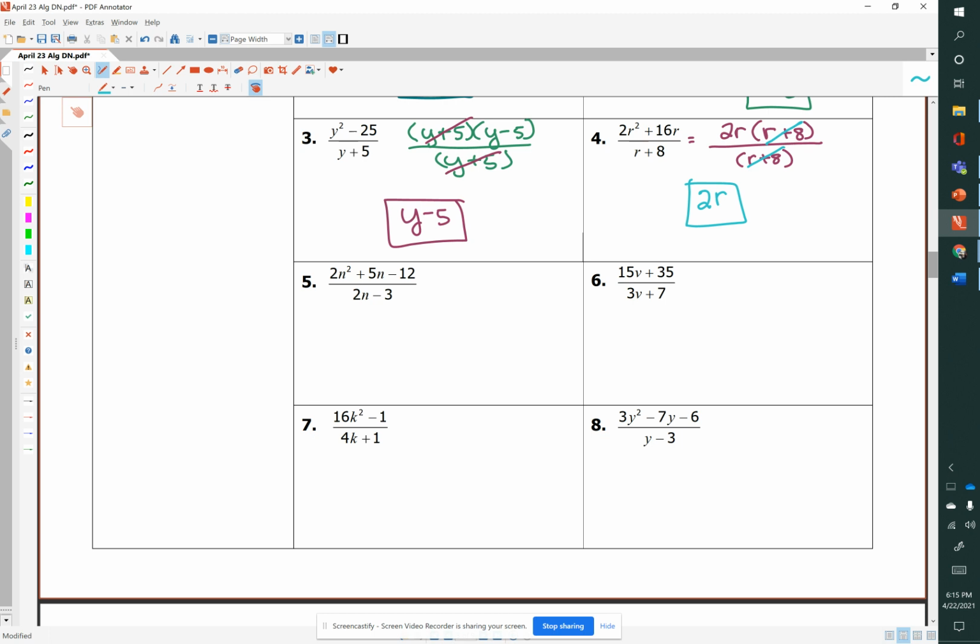For number 5, this is one of those slip and slides. 2n squared plus 5n minus 12. So we have n squared plus 5n minus 24. We need numbers that multiply. You know what? I don't even want to do it that way. We can factor this one. No, it's a slip and slide. It's a slip and slide, and when we are done and it's reduced, let's do it again.